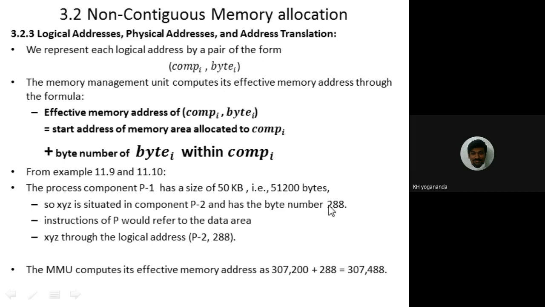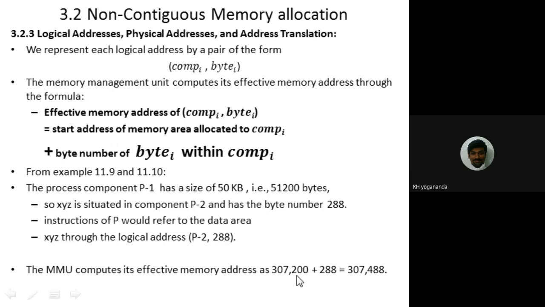Then the MMU, the memory management unit, computes its effective memory address as 307200 plus 288. This is the starting address of P2 plus the byte number. The starting address of P2 is 307200 plus its byte number 288, so the effective memory address is 307488. Remember this formula. We are finding the effective memory address of P2, whose starting address is 307200 and byte number is 288.